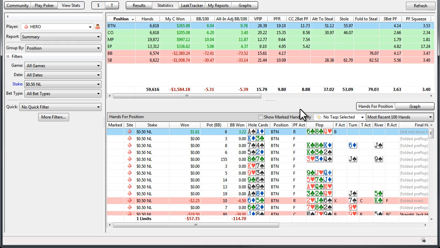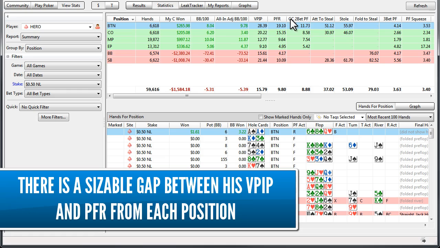And Hero is kind of calling a decent amount from, well, most positions. I mean, if we look, there's a pretty big gap between most numbers, and this is his call 2-bet preflop, and notice that he's doing it roughly 12% from the button.